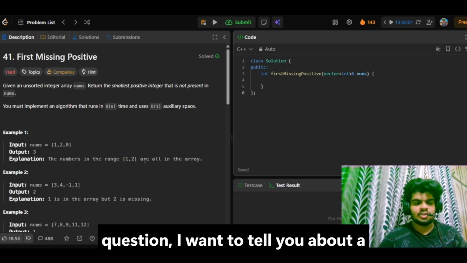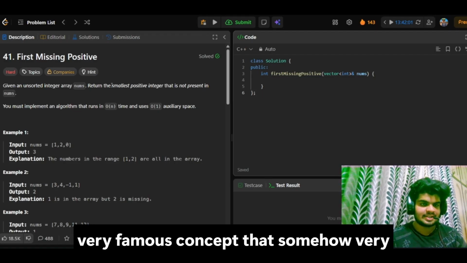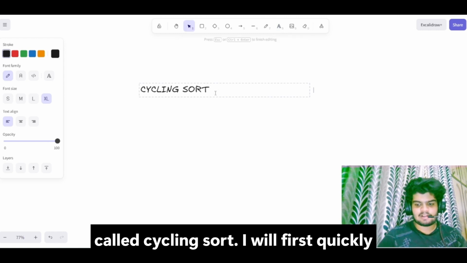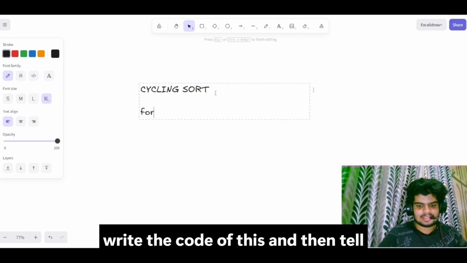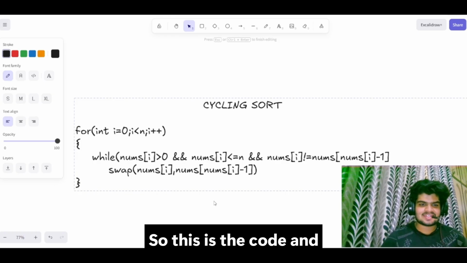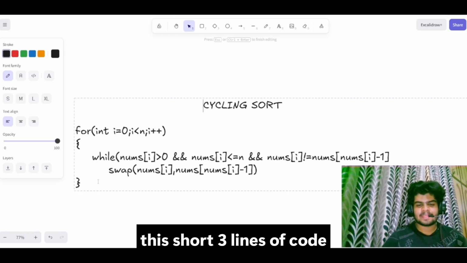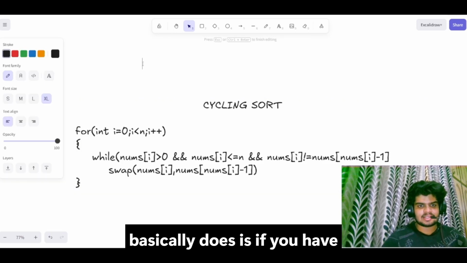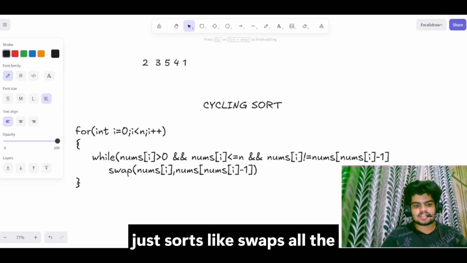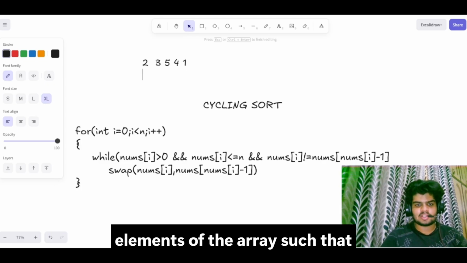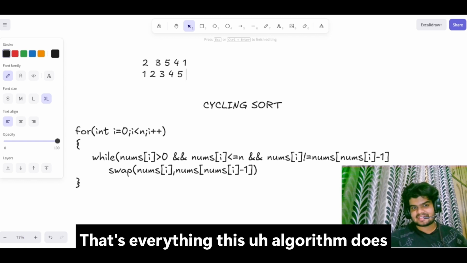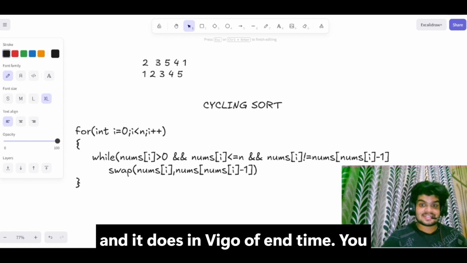So before jumping into this question, I want to tell you about a very famous concept that somehow very few people know. The concept is called cyclic sort. I will first quickly write the code of this and then tell you what it exactly is. So this is the code, and these short 3 lines of code are called cyclic sort. What it basically does is, if you have an array like 2, 3, 5, 4, 1, it swaps the elements of the array such that every element is at its place. That's everything this algorithm does, and it does it in O(n) time.